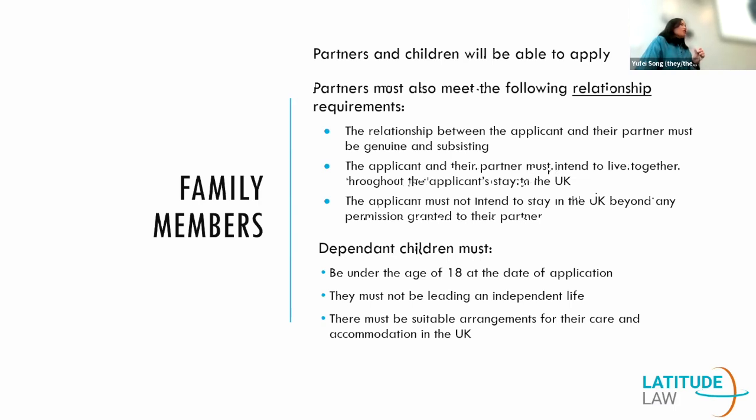Your partners need to meet certain requirements. For example, their relationship with you must still be genuine and subsisting. They need to provide, for example, cohabitation evidence to show that they've been living with you. Your children should be under the age of 18, and there should be suitable arrangement for their accommodation in the UK.